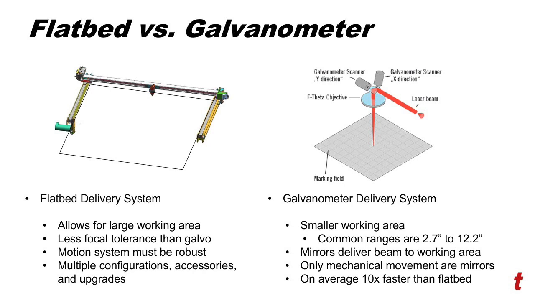It can be set up in multiple configurations with many accessories and upgrades, whereas a galvanometer system, or galvo system, has a much smaller working area. Common ranges are 2.7 inches by 2.7, up to as large as just over 12 inches. The difference is mirrors deliver the beam to the working area, and the only mechanical movement is these mirrors. On average, a galvo laser is 10 times faster than a flatbed system, though the field size is much smaller.